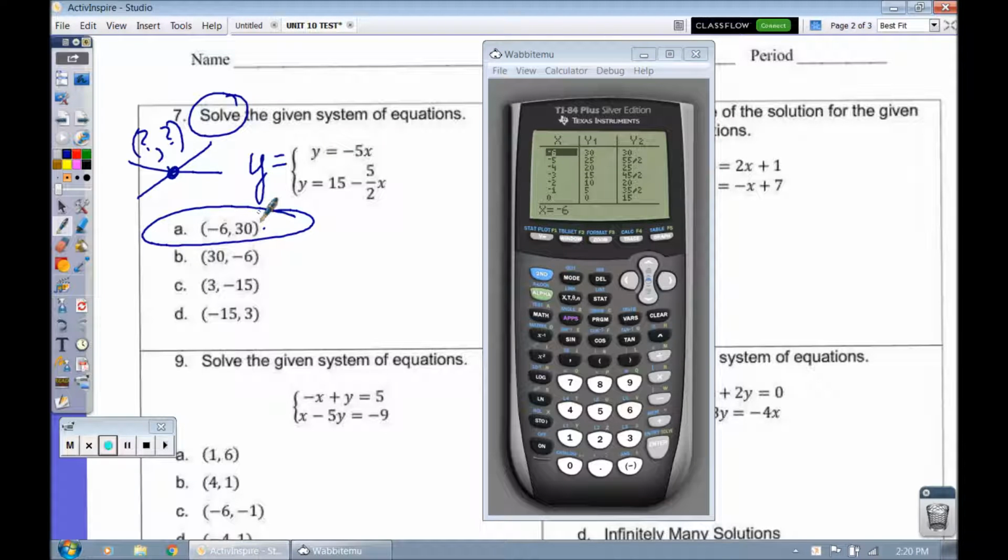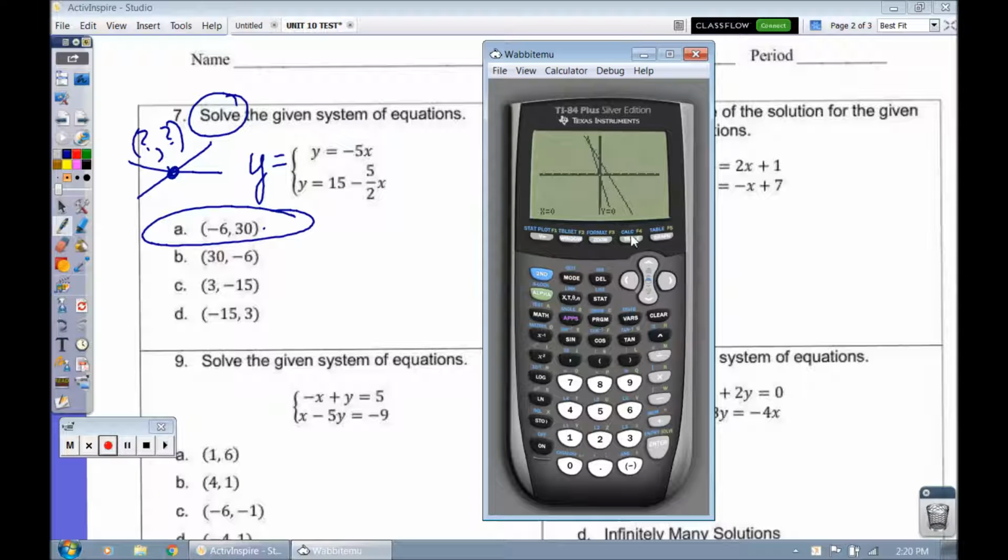The other way to do this from the graph is, since you can't see the intersection, we're going to zoom out. So you're going to hit zoom. Zoom Out is number 3, but you have to hit enter. The calculator hasn't zoomed out yet. Let's see if we can see where they cross. Now I can see that they cross way over there.